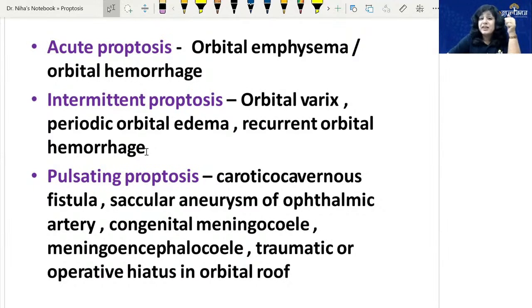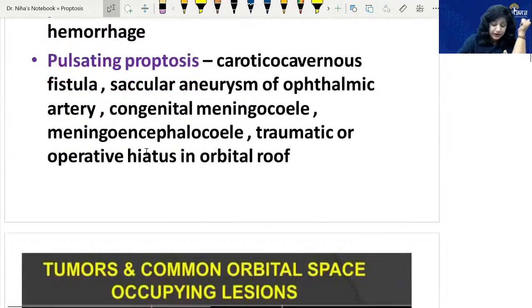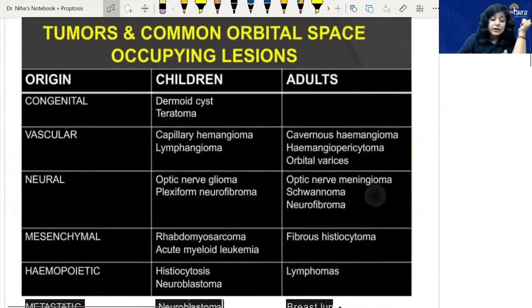Pulsating proptosis is very, very typical, and many times in AIIMS also, we had a question on carotid-cavernous fistula. We'll be talking about this. Then we will be talking about the tumors. Though they are not very common, if you go academically, going by the previous trend of questions, we have a number of questions asked on tumors.